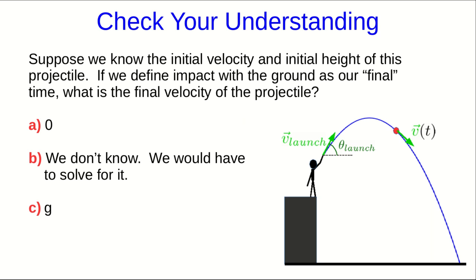Let's check your understanding of this so far. So suppose we know the initial velocity and initial height of this projectile, and we're going to call the final time the moment of impact. In that case, what is the final velocity of this projectile? As usual, if you're doing this through Moodle, it will ask you this question. Otherwise, you should still try and answer it before you move on to the next part of the lecture.